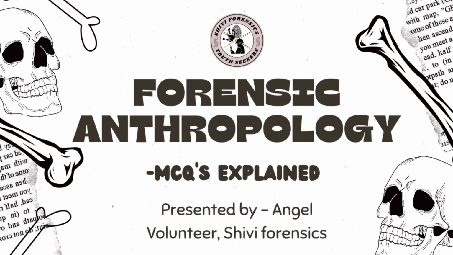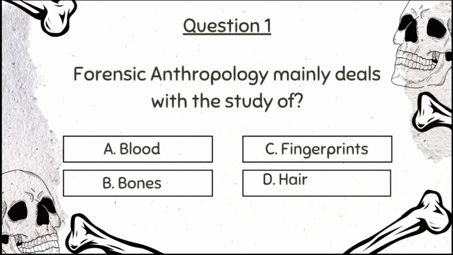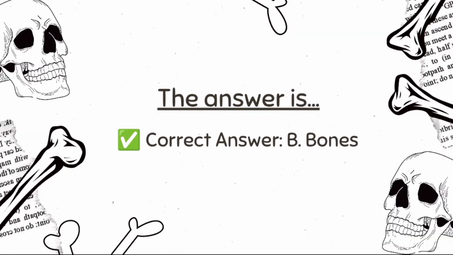Going to discuss some MCQs related to the topic Forensic Anthropology. So let's begin. So here is our first question. Forensic Anthropology mainly deals with the study of option A, blood, option B, bones, option C, fingerprints, option D, hair. And for this question, the correct answer is option B, bones.